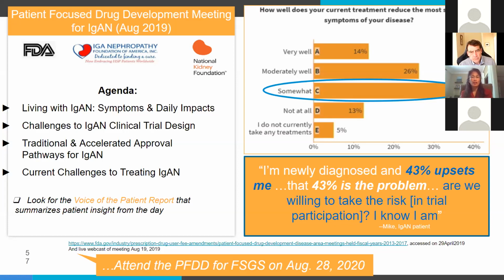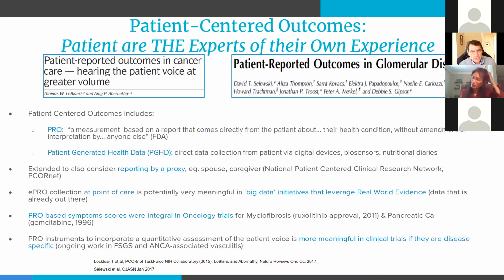He looked at Dr. Stockbridge and said, "You're asking if we're willing to take risk in participating in trials?" And he said, "I know I am." And so it's not okay to have this many patients not satisfied with their treatment and control of their symptoms. Next slide. And there was a lot of great conversation during that day about the effects of steroids.